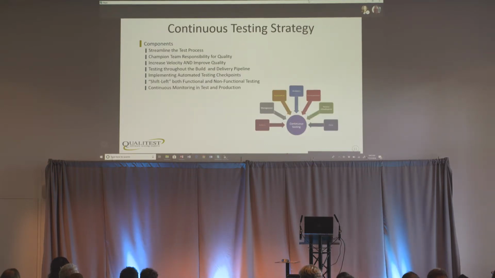So let's take a look at some of the components of our continuous testing strategy. Well, first we need to streamline the process. There again, it's not all about automation, it's a lot about our process. The entire team needs to champion quality and be responsible for it. Our goal is to improve both velocity and quality. We want to test throughout the build and delivery pipeline. We're going to implement automated checkpoints and shift left, and shift left applies to both functional and non-functional testing. And finally, we need to implement a plan for continuous monitoring in both test and production.